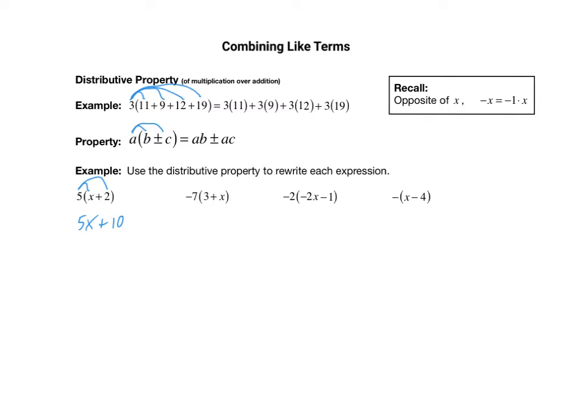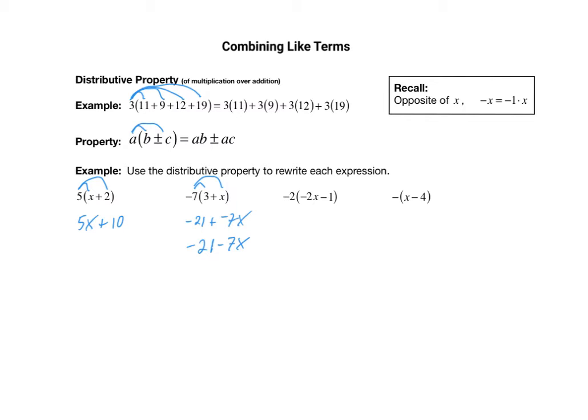Let's take a look at the next one. Negative 7 times 3 is negative 21, plus negative 7 times x is negative 7x. This is 100% correct here, like this. Very often, though, some people won't want to write plus negative 7x and may rewrite this as just minus positive 7x, which we saw earlier is the same thing. So if you write this or this, they're exactly the same thing.